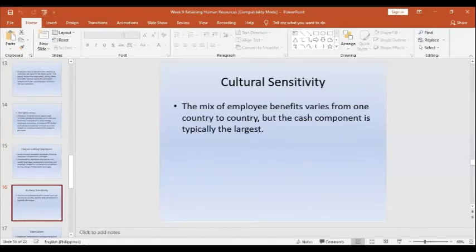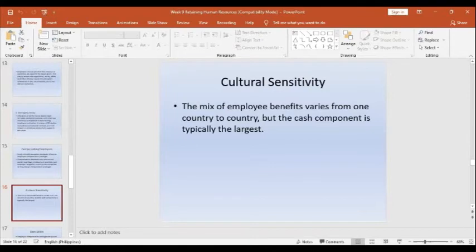Okay, so cultural sensitivity is about the mix of employee benefits that varies from country to country. But please take note that the cash component is typically the largest. Of course, employee benefits are also a privilege, but the big factor is the cash component, which is the basic salary. Because this is what I was telling you last time in our lecture: a Filipino teacher and an American teacher are both teaching English. A Filipino teacher is a licensed professional teacher in the Philippines. She passed the board exam, she has credentials and work experience, while the American English teacher is an American citizen. She is not a graduate of an education course, but she is a graduate of a 4-year course. But she speaks English fluently, so they both become English teachers.